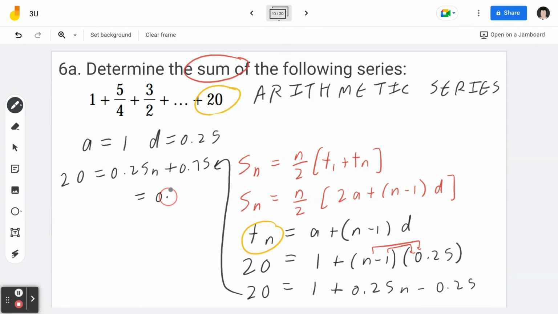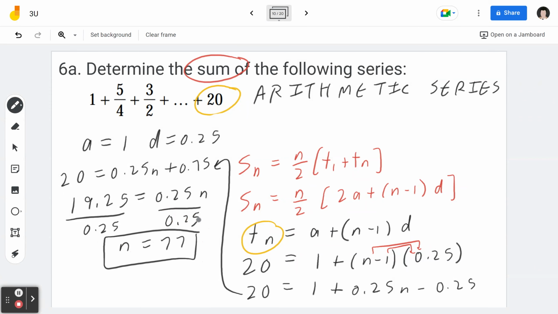Don't forget, you can take 20 minus 0.75. That's going to give you 19.25, which equals 0.25 times n. The opposite of multiplying by 0.25 is to divide by 0.25. So again, n is going to be 77. There's 77 terms. And now the hard part's over.